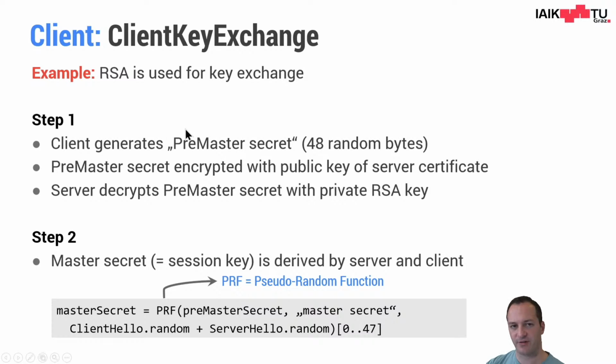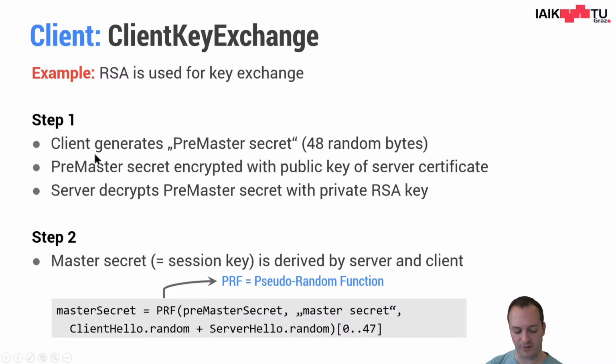Essentially this is just 48 random bytes, and the client uses the public key included in the server certificate to encrypt this. It sends it to the server, and the server will then just use its private key to decrypt the pre-master secret. So in other words, the client has just exchanged a key with the server. It sent the server the key it wants to use for encrypted communication.